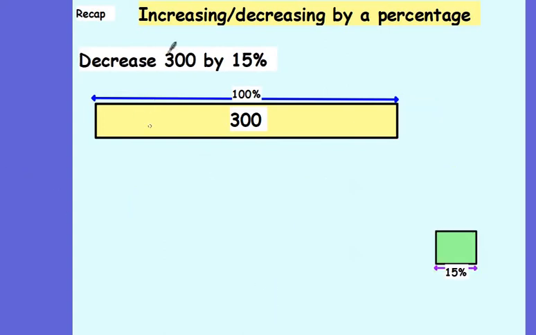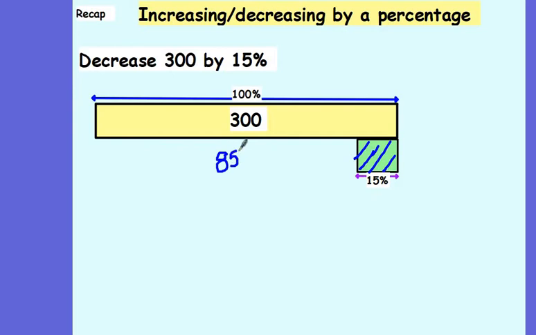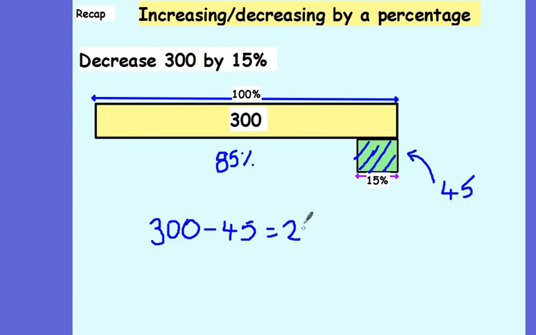The other thing we were looking at was decreasing by a percentage. This time I've got my 100%. I'm taking away this 15%. So what I've got left is going to be 85%. We know this 15% is worth, from our previous slide, 45. So to decrease 300 by 15%, we do 300, subtract 45, which gives me what, Darcy? 255, splendid stuff.